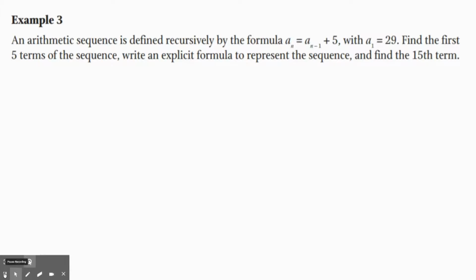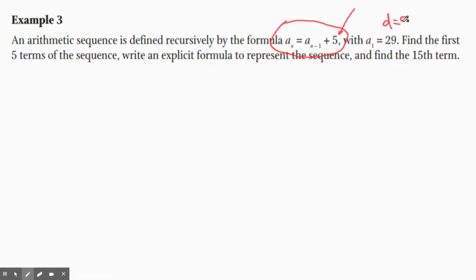Example 3. An arithmetic sequence is defined recursively by the formula a sub n equals a sub n minus 1 plus 5, where your first term is 29. Then it says find the first 5 terms of your sequence, write an explicit formula, and then find the 15th term. The good news is that the recursive formula identifies our common difference right away. I know the common difference is going to be 5.